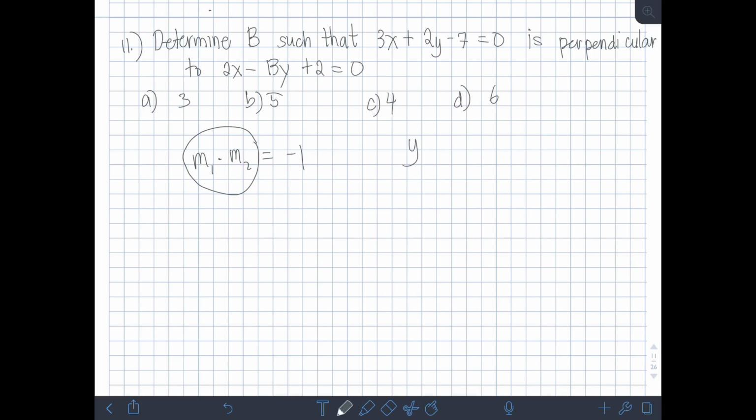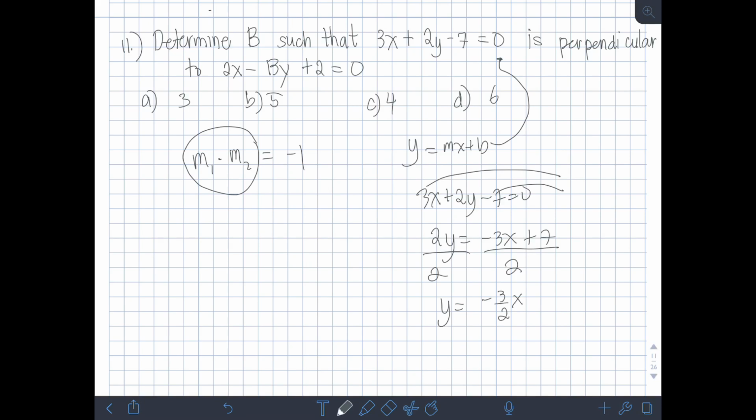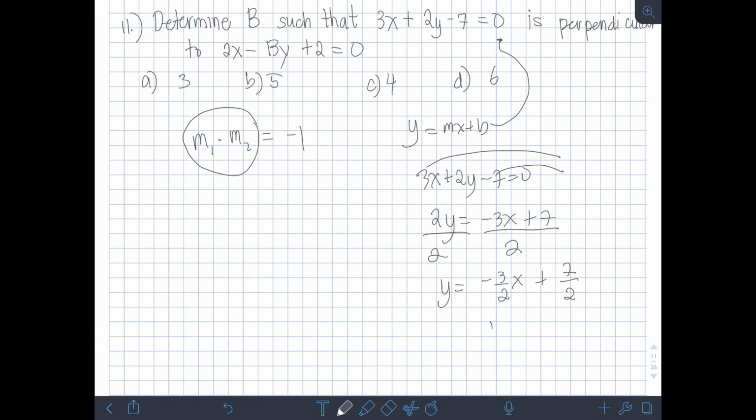So, we use y equals mx plus b. Let's transform equation 1 into y equals mx plus b form. 3x plus 2y minus 7 is equal to 0. So, 2y is equal to, transposing 3x and negative 7 to the right, negative 3x plus 7. Then, divide both sides by 2. So, we have y is equal to negative 3 halves x plus 7 over 2. Therefore, this line has a slope of negative 3 halves.